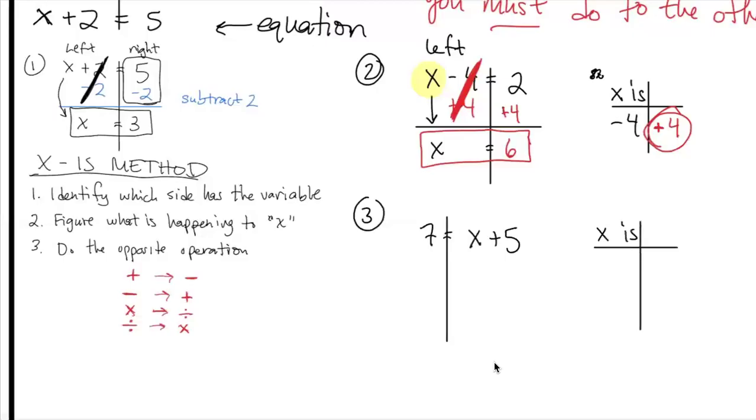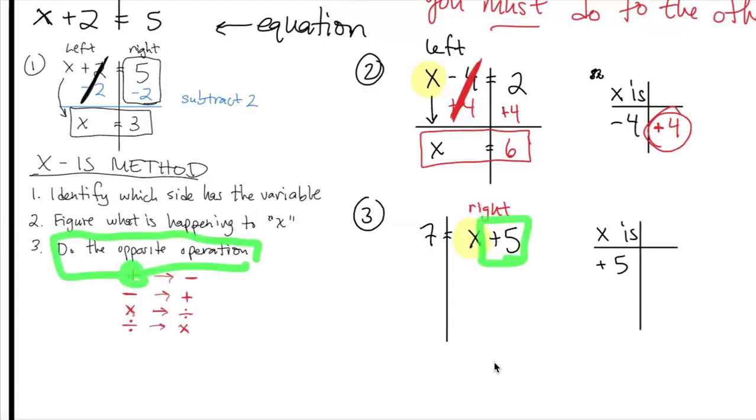All right, now this time, if we look, my variable is on the right side of the equation. It's over here on this side. That's fine. I had to figure out what's happening to x now. X is being added by 5. I can see here it's being added by 5. So I need to now do the opposite.